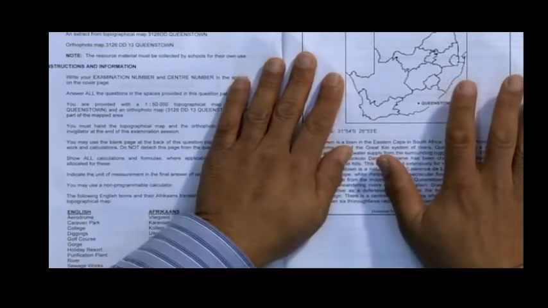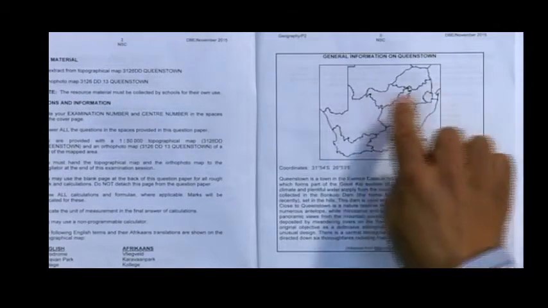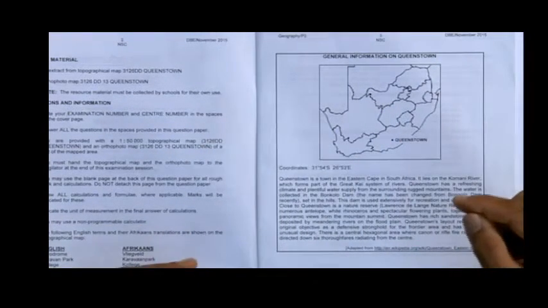Okay, the next thing that I want to show you is here on page 3. Usually for the past few years, they supplied you with general information on, for instance, last year, the map of Queenstown was asked. And what happens now is that if you've got this, many people don't read this information in the exam question paper. Now, general information on Queenstown. Now, this is very important.